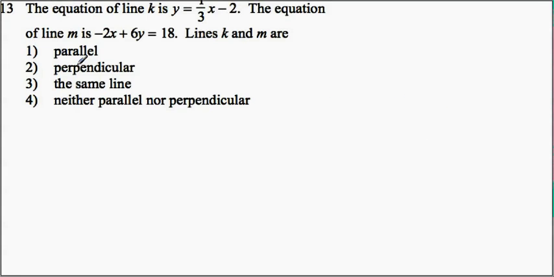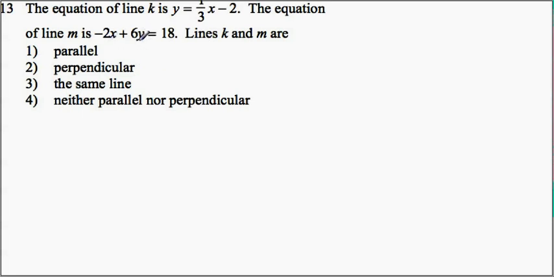Now number 13. So we have an equation where line K is given in this way, and then line M is this way. So then we have to realize their slopes to figure out if they are parallel or perpendicular or the same line for that matter. So here what we can do is this.